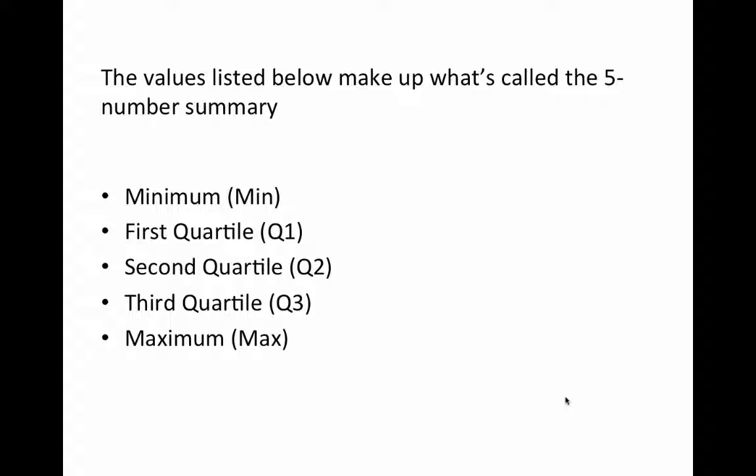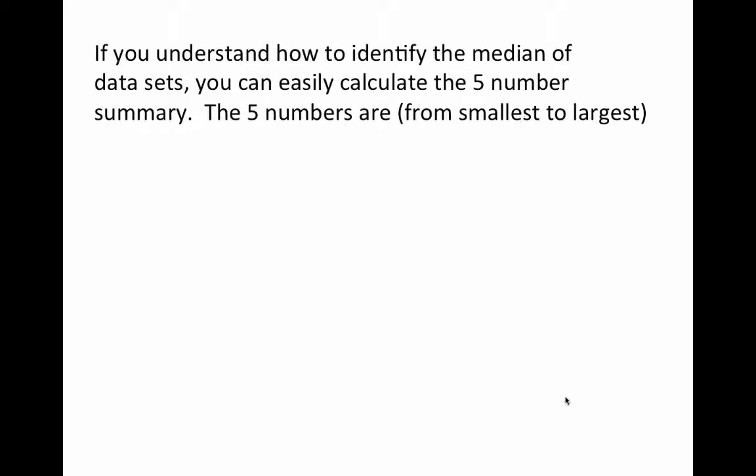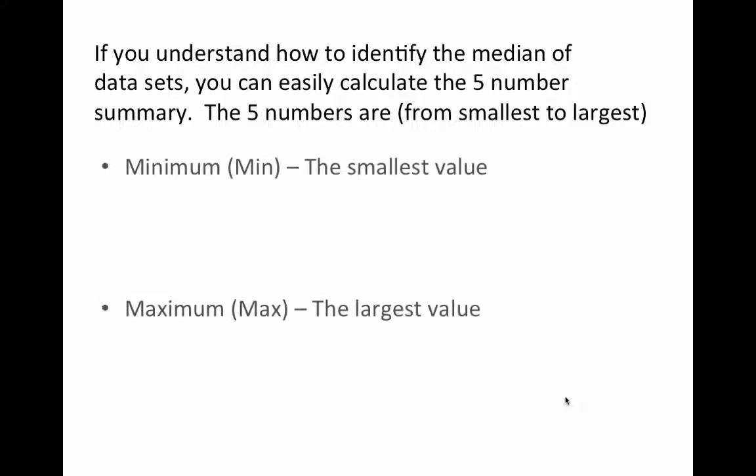Hi everyone, we're going to talk about the 5-number summary. Now that you know how to do medians of data sets, this will be much easier. The values listed below make up what's called the 5-number summary: the minimum, the first, second, and third quartiles, and the maximum. If you understand how to identify the median of data sets, you can easily calculate the 5-number summary.